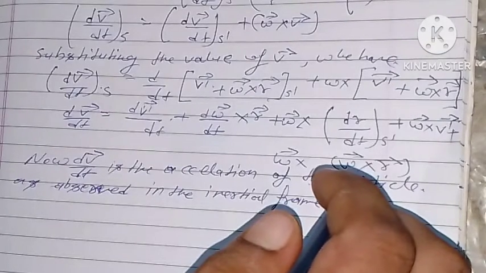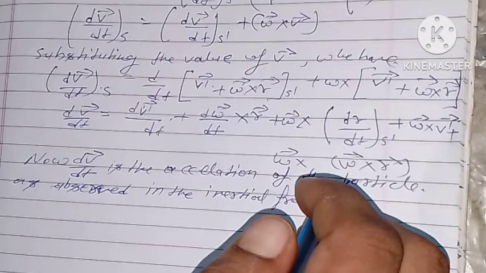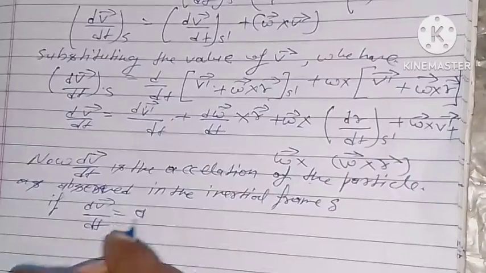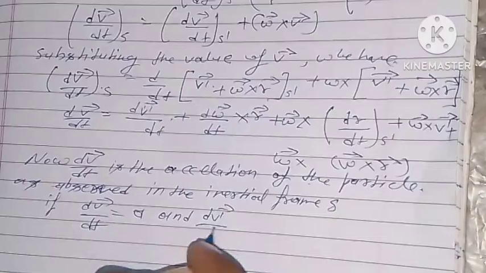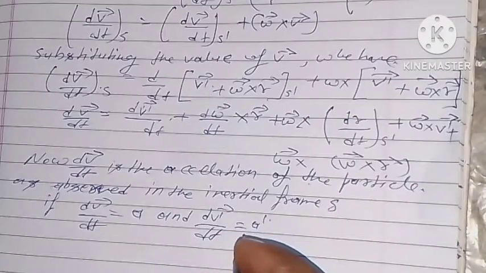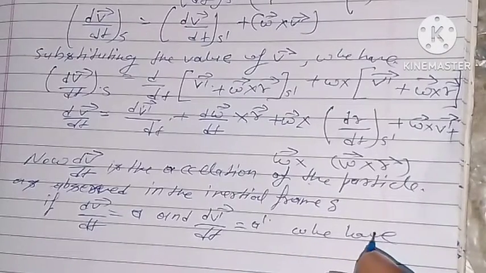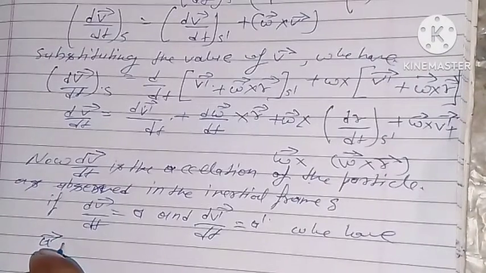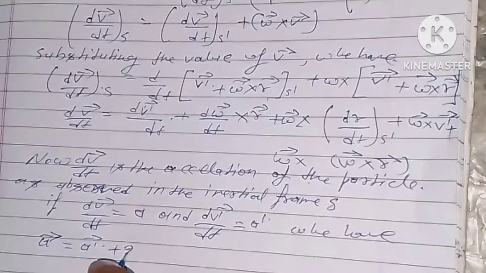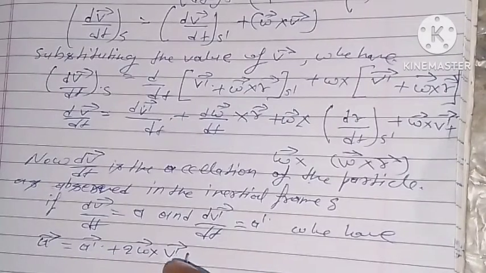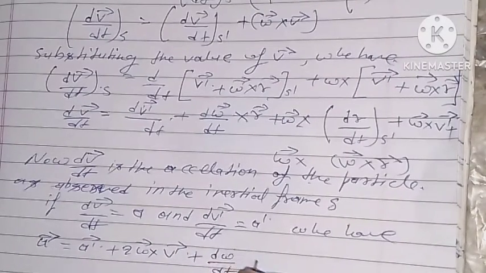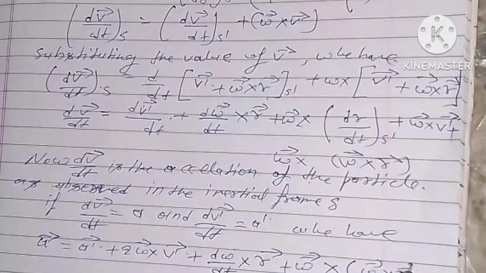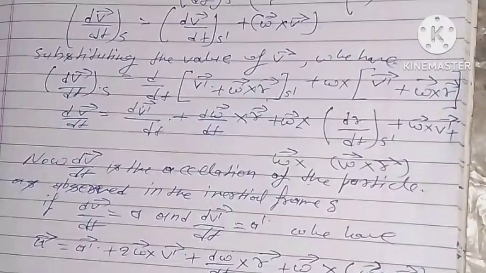Let us denote it by a, and denote dv dash by dt in the rotating frame S dash by a dash. If d vector v upon dt equals a and d vector v dash upon dt equals a dash, then we have vector a equal to vector a dash plus 2 omega cross vector v dash plus d omega by dt cross vector r plus omega vector cross omega cross r. Equation number 2.